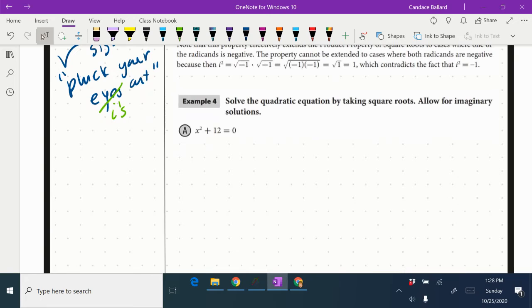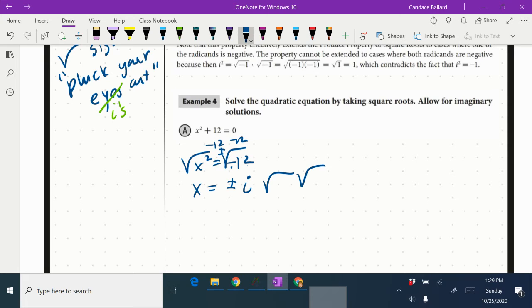So let's solve this quadratic equation. So we're going to start by subtracting the 12. So x squared equals negative 12. And take the square root of both sides, plus and minus out front. So x equals plus or minus. I see a negative under the radical sign, so that means I'm going to pluck my eyes out. I know that that can be broken down because it's a 12. I know a square number divides it. The biggest square that divides it is 4, times 3.